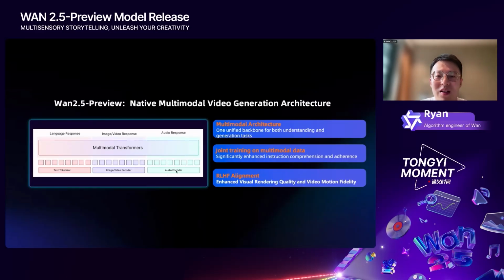Alright, let's move on to introducing our Wan 2.5 preview. With Wan 2.5, we have developed both a video generation model and an image generation model. The biggest highlight here is our native multimodal video generation architecture. The first is our multimodal architecture: we use one unified backbone that handles both understanding and generation tasks. Then we deploy joint training on multimodal data, and this significantly enhances how the models understand and follow instructions. Finally, we make effective use of reinforcement learning alignment for post-training, and this has boosted our visual rendering quality and video motion fidelity.